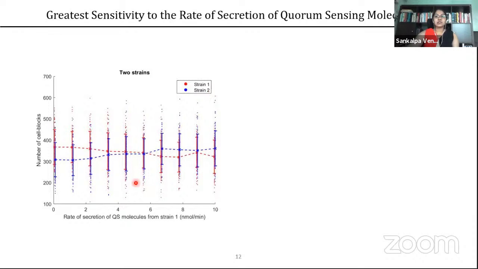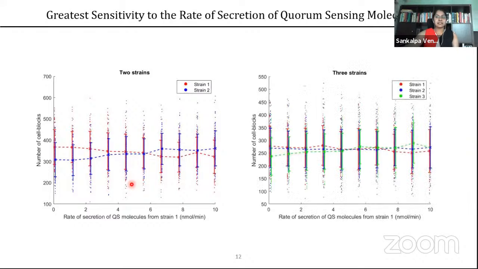And what we found was when strain 1 secreted more QS molecules, which is found in the later part of this graph, strain 2 enjoyed an advantage, which makes sense because they're coupled. And this was found also in the earlier part of the graph when strain 2 secreted more quorum sensing molecules than strain 1, which led to an advantage enjoyed by strain 1. And these results were also seen in the three-strain model, where the strains are orthogonally coupled.